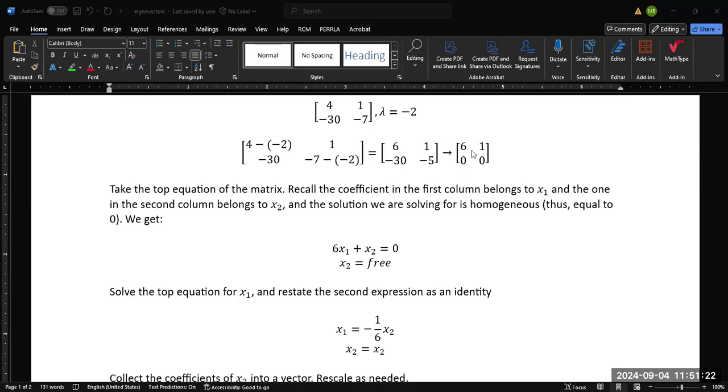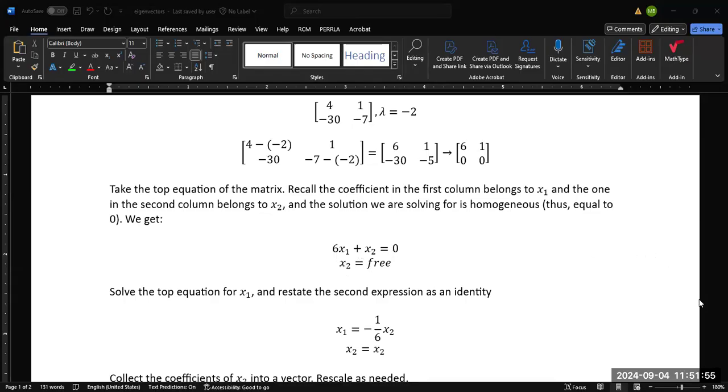Now, once we have the reduced matrix, then we extract this equation out of the matrix. Remember that this is a homogeneous system because we moved our Ax and lambda x everything over to one side of the equation. So everything is set equal to 0. So we have our 6x1 and 1x2 is equal to 0. And then because we have only the one pivot, x2 is our free variable.